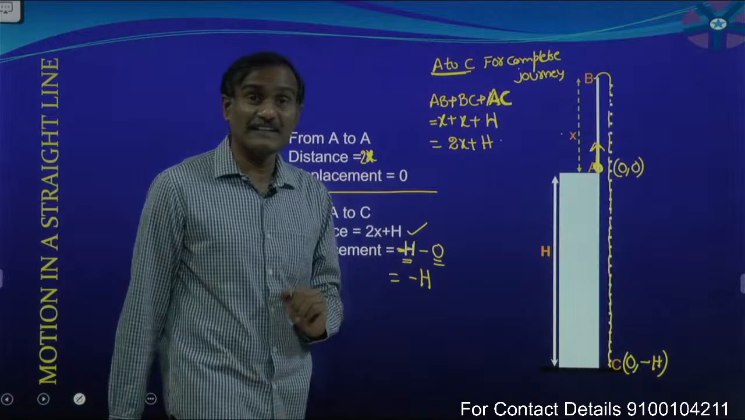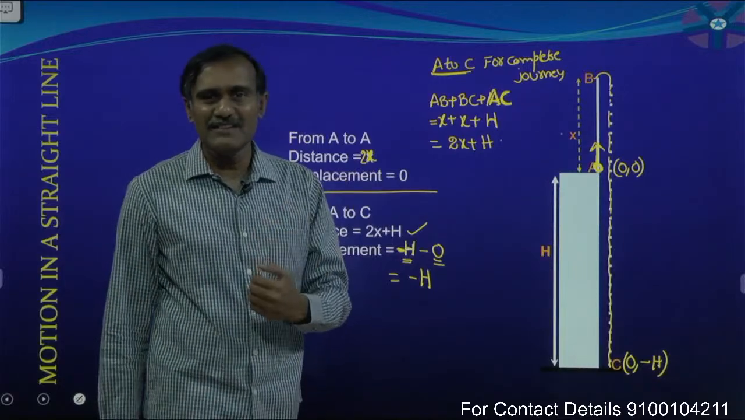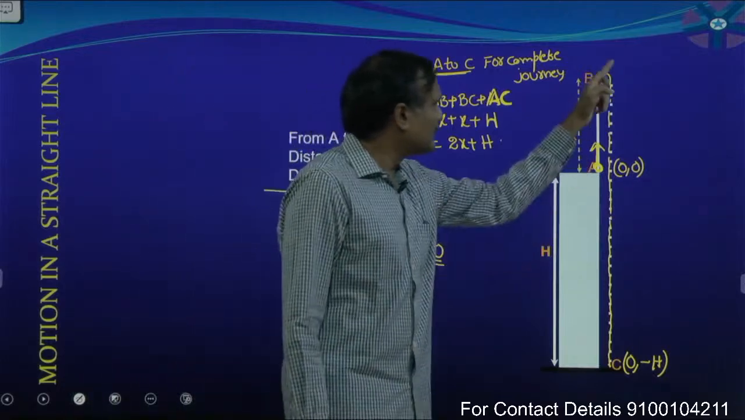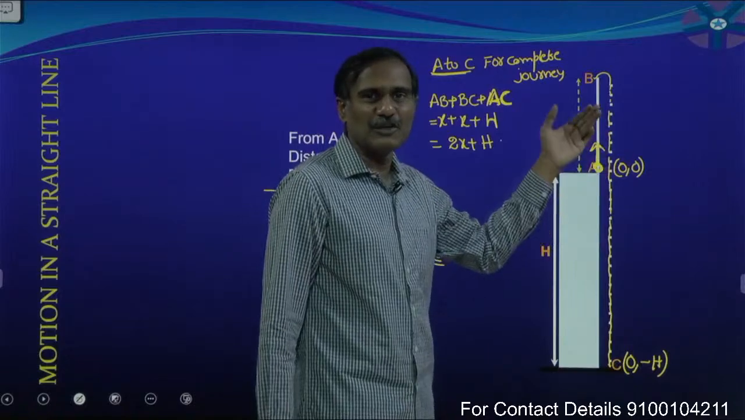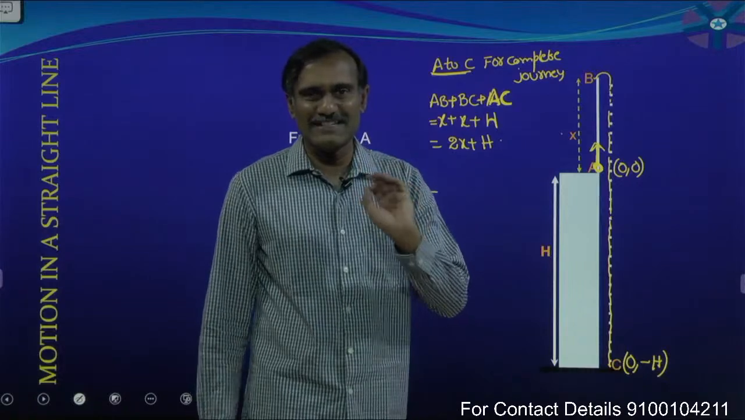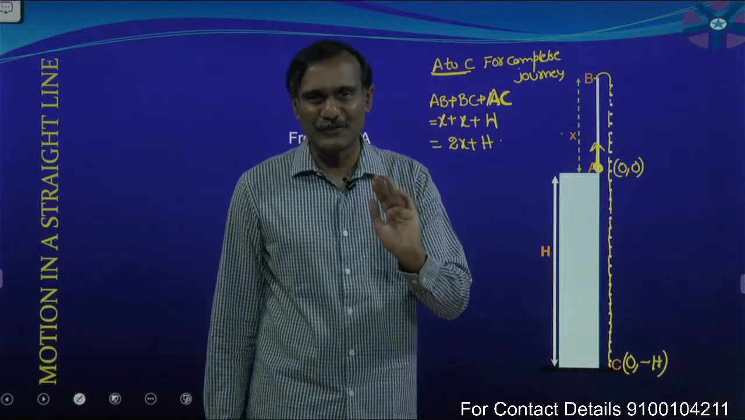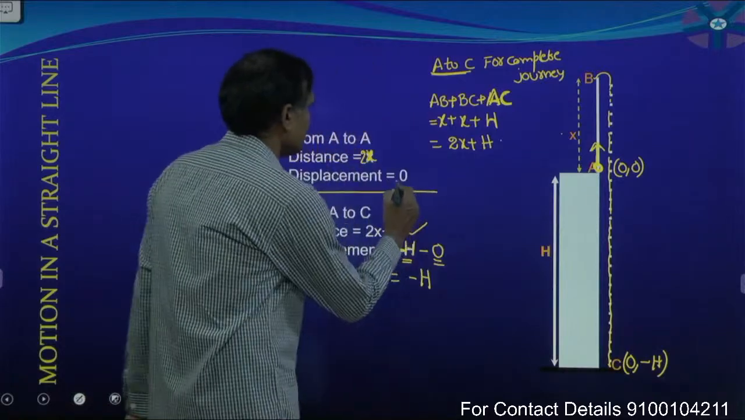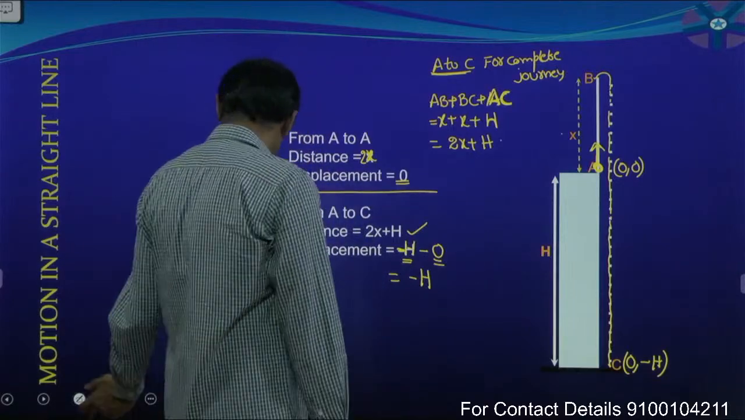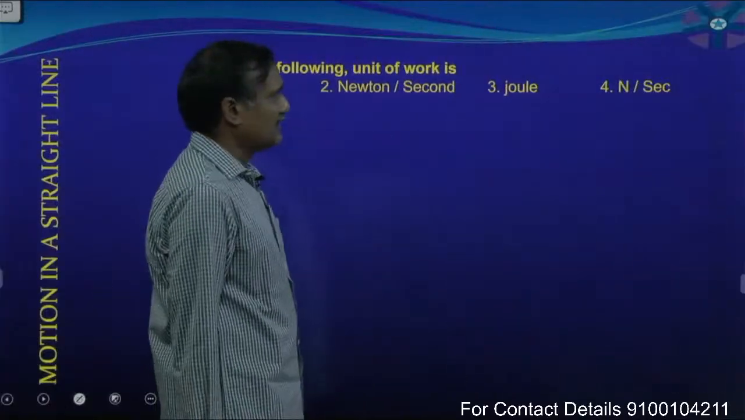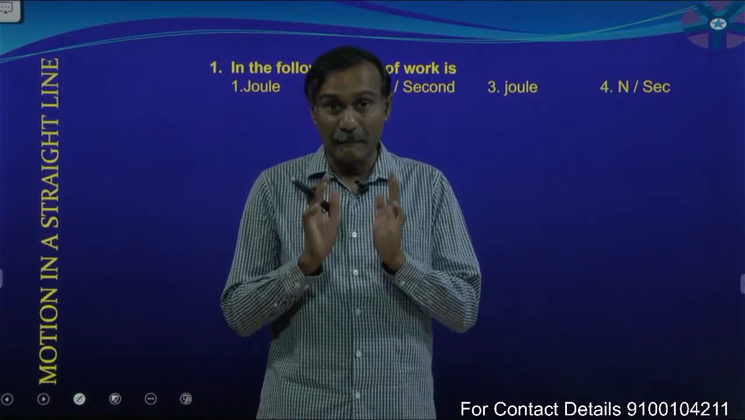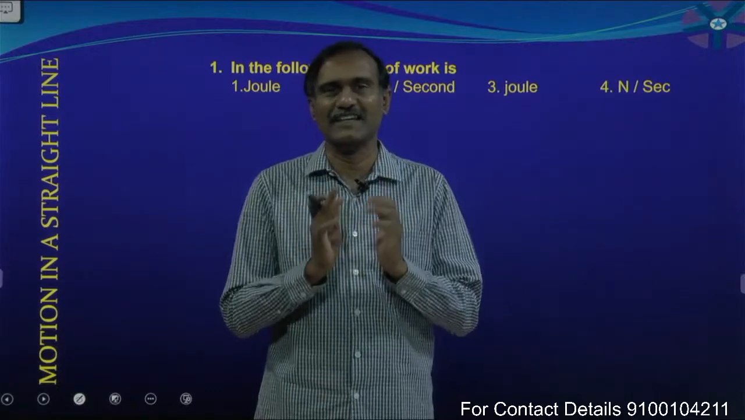Now, what is displacement? Displacement means final position minus initial position. For this journey, the final position coincides with the initial position. Therefore, displacement becomes 0. Displacement is equal to 0. Remember that. Okay. That completes the path length and displacement applications.